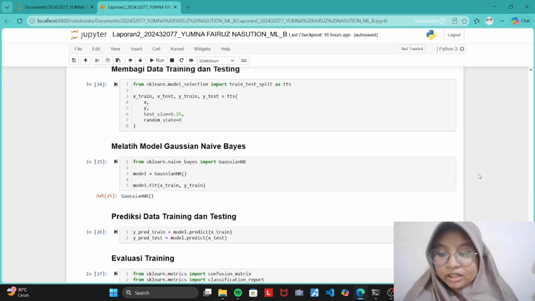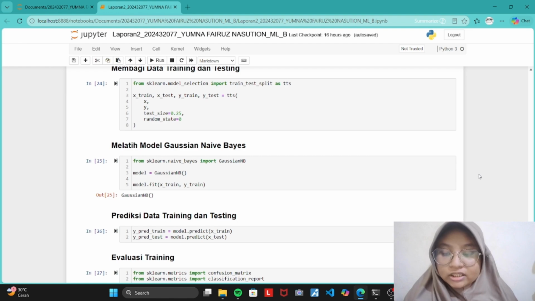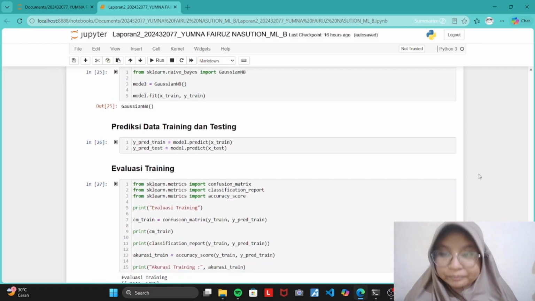Then I created the Gaussian naive Bayes model using GaussianNB. The model was trained using the fit function with the training data. After training, the model was used to predict both training data and testing data using the predict function.